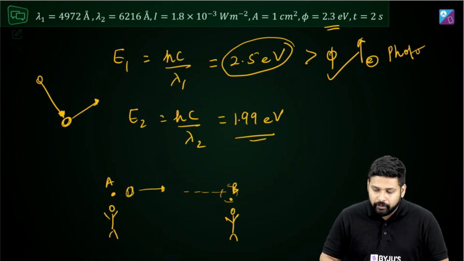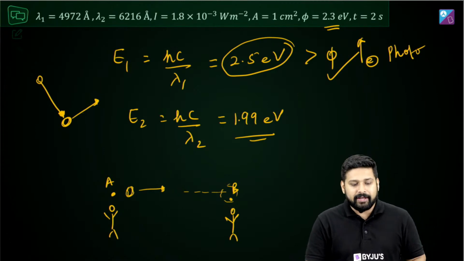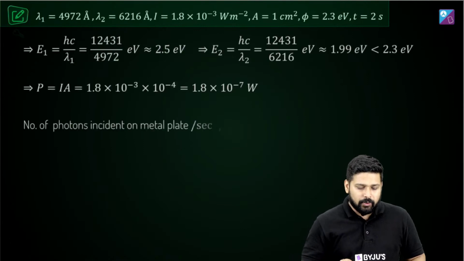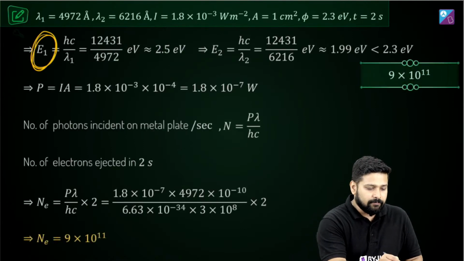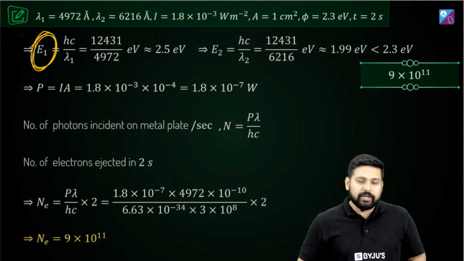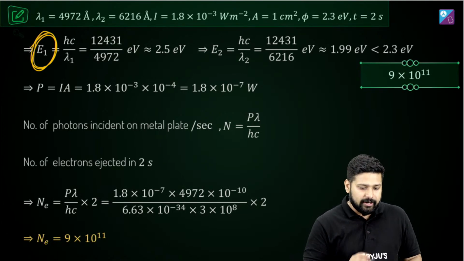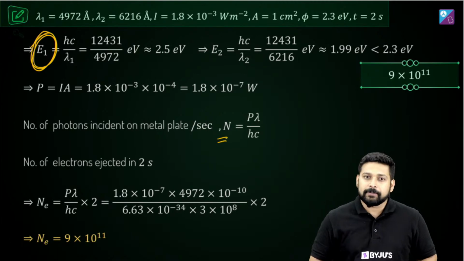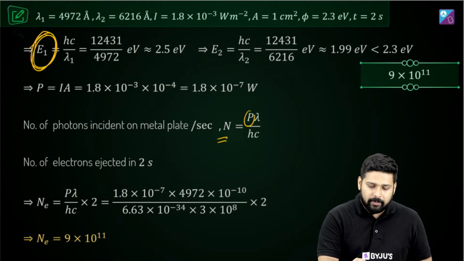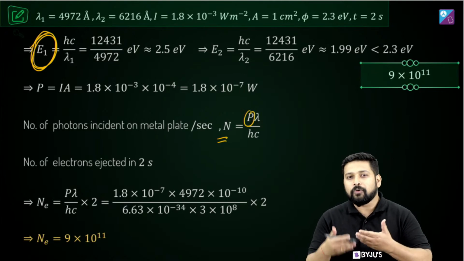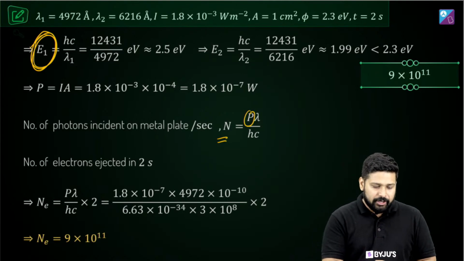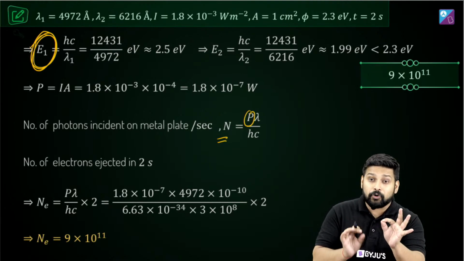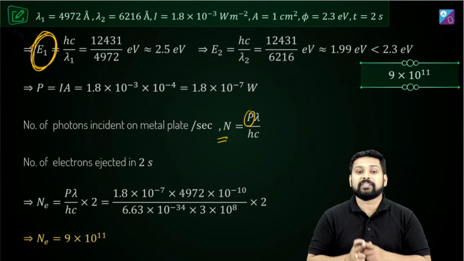Anyways, for this particular question, you need to find out yourself. Once you have found out that only because of E1 there will be photoelectrons, now you know the total energy, and you know how to calculate the number of photons. That will be power divided by the energy of one photon. Once you substitute that, you get the total number of photons. For every photon there is an electron. So in 2 seconds, how much is it going to be?